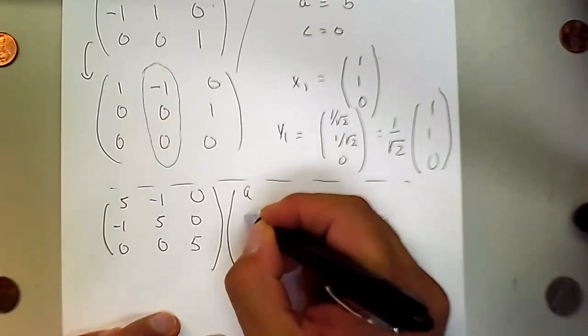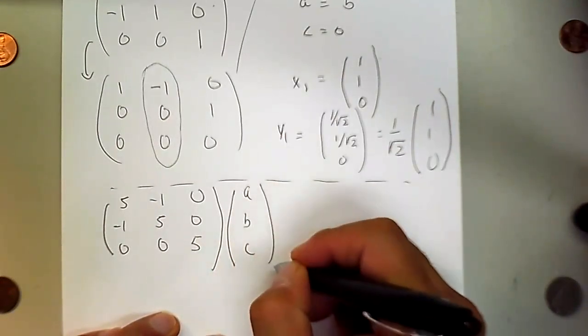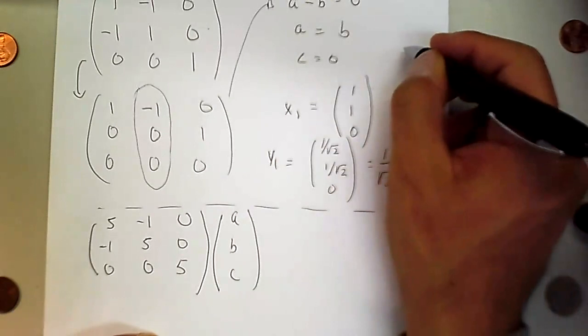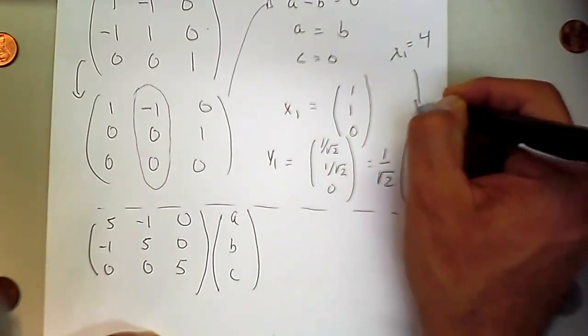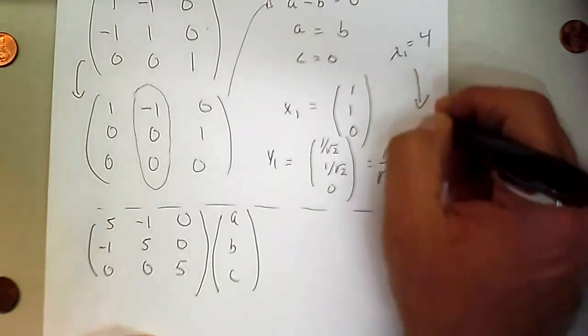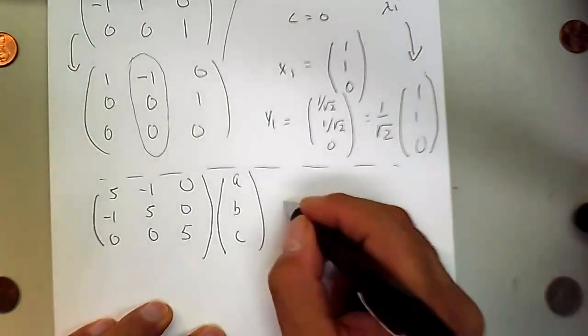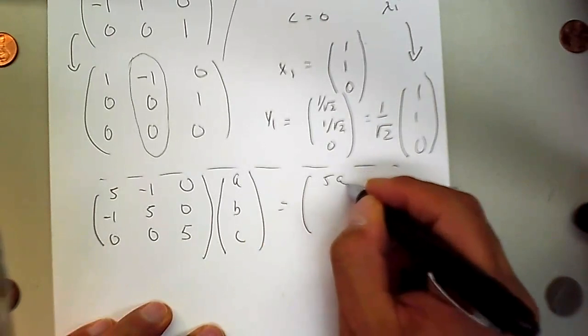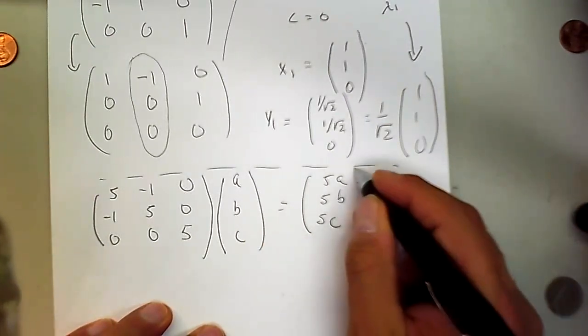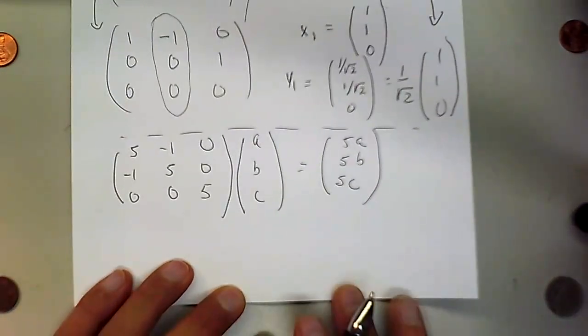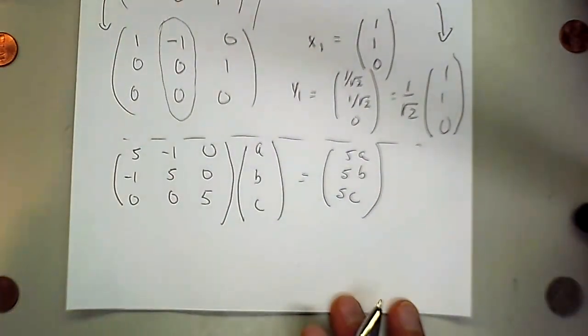So A, B, C. Before I forget, let me just write down lambda 1 equals 4, which corresponds to this eigenvector. So let's keep them together. This is going to be 5A, 5B, 5C.